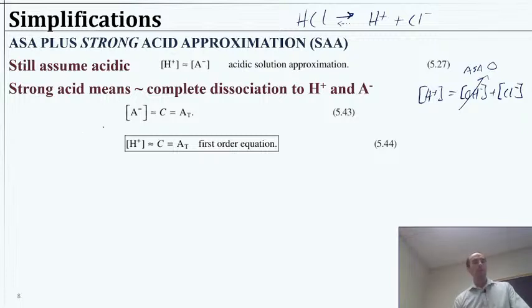So A minus is basically all of the concentration there, and that also means H plus is going to be equal to that total concentration. This is that strong acid approximation with also the acidic solution approximation. Okay, does that make sense?